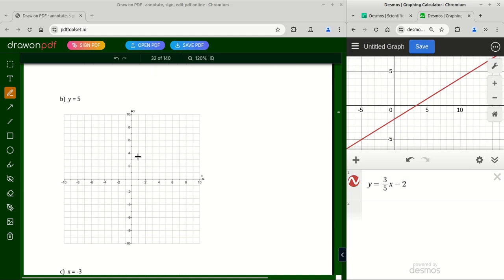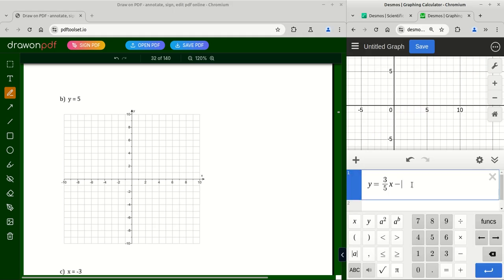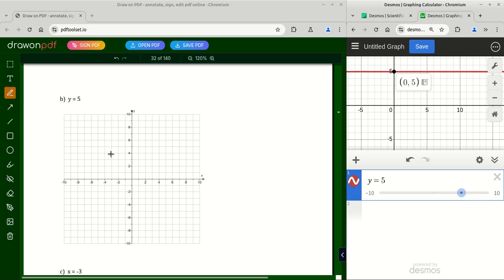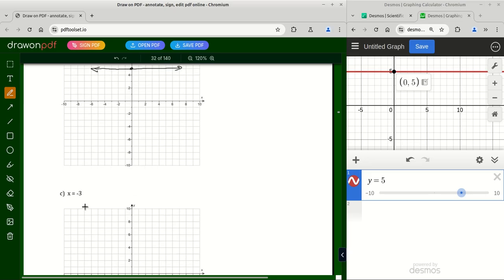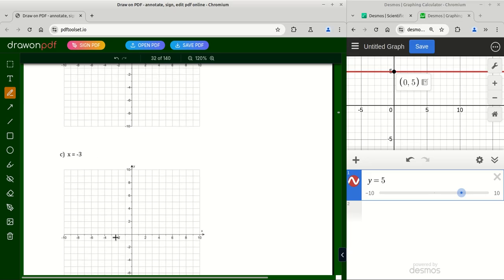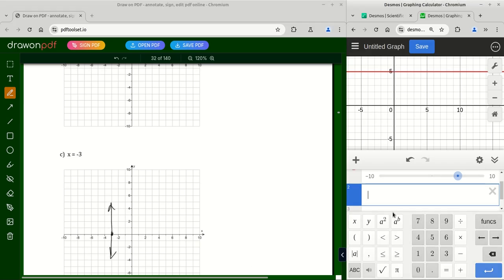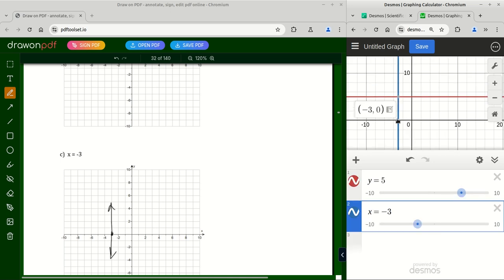Next question. It says y equals 5. So I'm going to go to Desmos. It's a horizontal line at 5. Of course, where's y equals 5? It's right there. Similarly, x equals -3. Where's that? This is the x line. -3 is right here, and it's always -3. So it's a vertical line. And I believe that Desmos will do that one as well. Look at that. It's pretty.